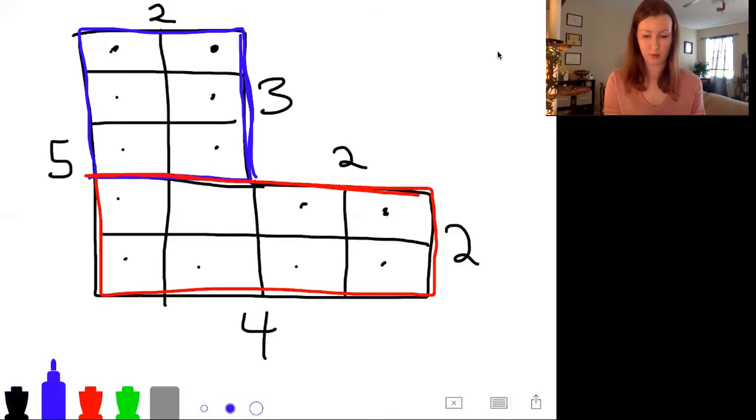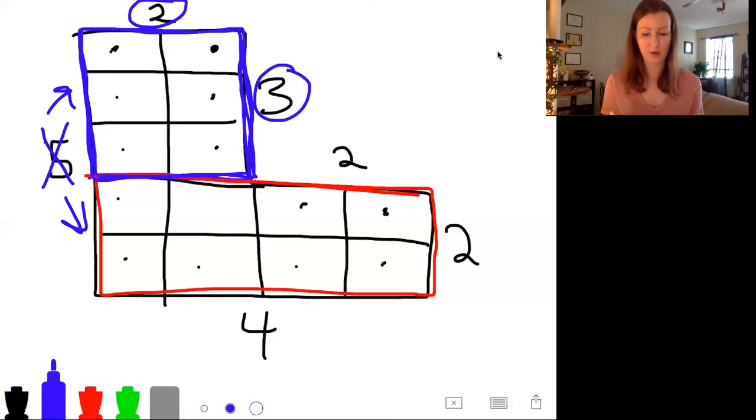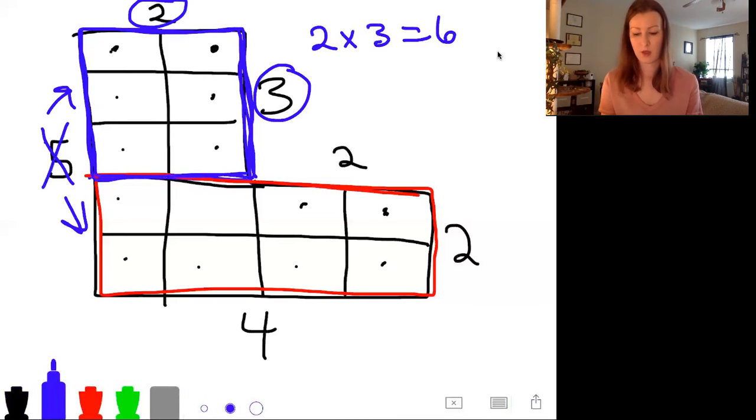Now looking at the blue shape, we're only going to need the squares in the blue. So that's going to be this number, and it's going to be this number. It cannot be this number because the 5 includes that shape and the red shape. So 2 times 3 is 6. And now we're going to look at the red shape.